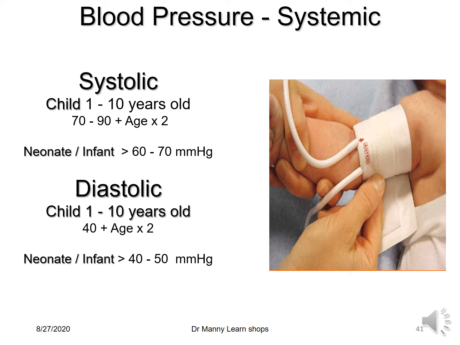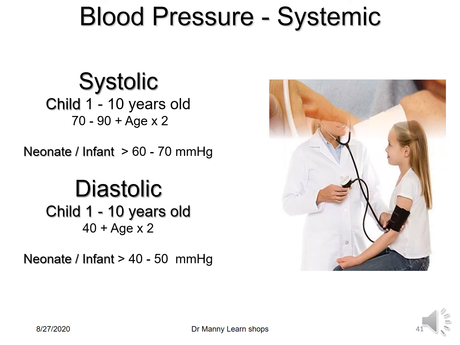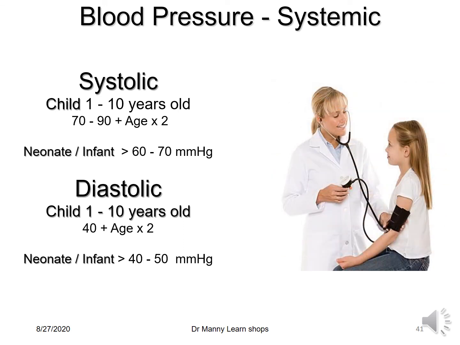The diastolic typically isn't problematic in an infant or a child, but pediatric hypertension is increasing worldwide, certainly in most Western industrialized countries. The diastolic blood pressure in a 1 to 10 year old typically is 40 plus age times 2, and in a neonate or an infant greater than 40 to 50 millimeters of mercury. Make sure the cuff is appropriate size and placed correctly.